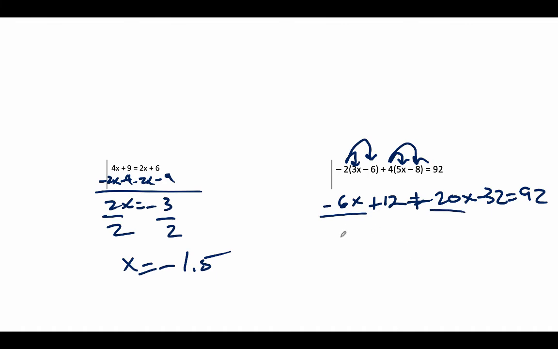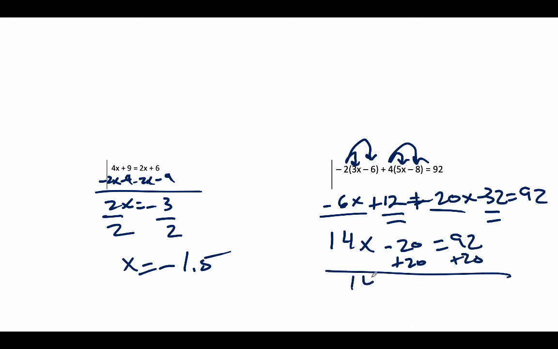Next, I would combine these like terms, 14x, and I would combine these like terms, which is 12 minus 32, which must be negative 20, and that is equal to 92. Add 20, and I get 14x equals 112, and I divide by 14, and I'm guessing that's 8. I'm just guessing now. I could be wrong. Let's see, 32 and 80 is 112. X equals 8 is the answer.